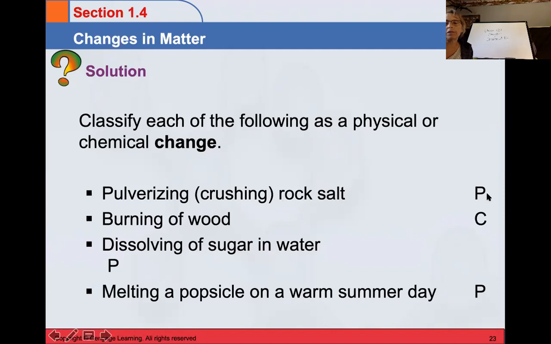The rock salt is smaller. The sugar dissolving in water, you're able to evaporate this water and recover the sugar. So no chemical change took place here. And melting a popsicle, you're able to refreeze that popsicle and recover it. So again, no chemical change took place.